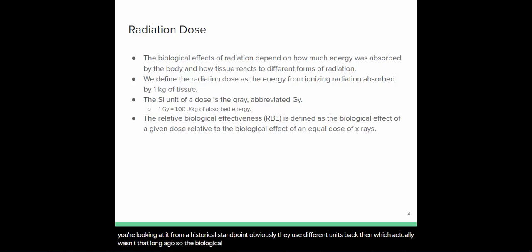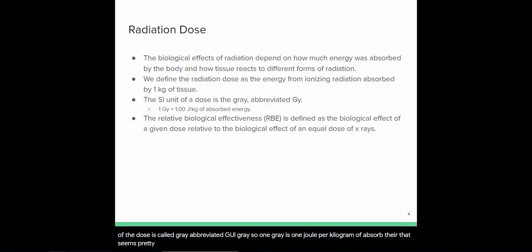So the biological effectiveness of radiation depends on how much energy was absorbed by the body and how the tissue reacts to that particular type of radiation. So there's two things going on here. It's A, the amount of energy, and B, the type, right? Because some types are easier to deal with than others. So we define radiation dose as the energy from ionizing radiation absorbed by 1 kilogram of tissue. All right. The SI unit of the dose is called the gray, abbreviated Gy. So 1 gray is 1 joule per kilogram of absorbed energy.